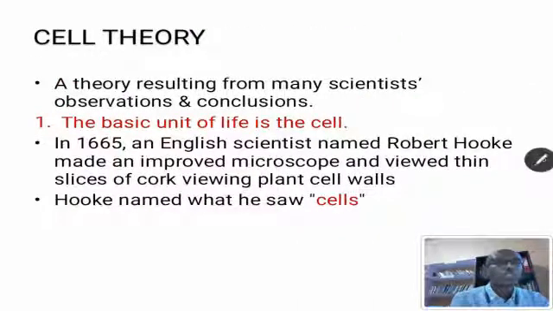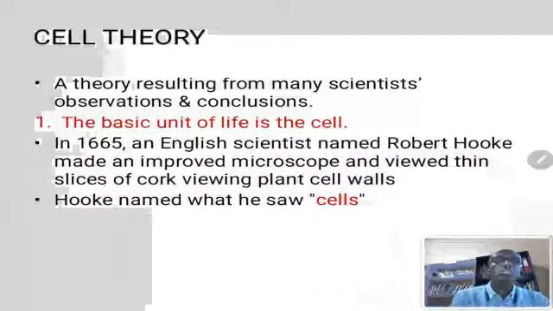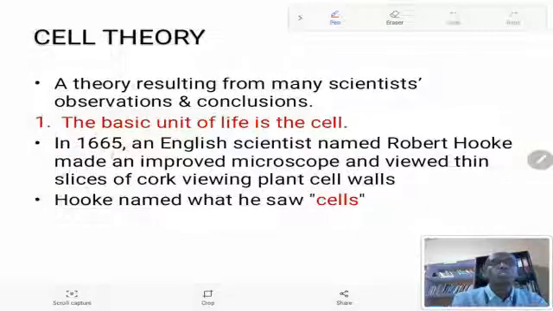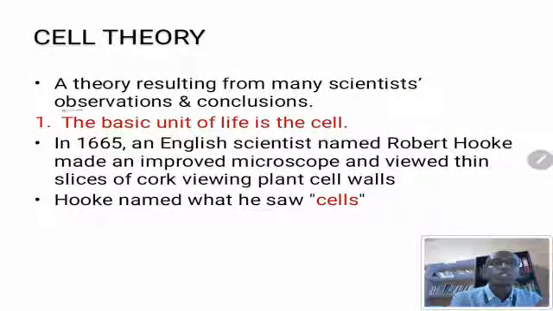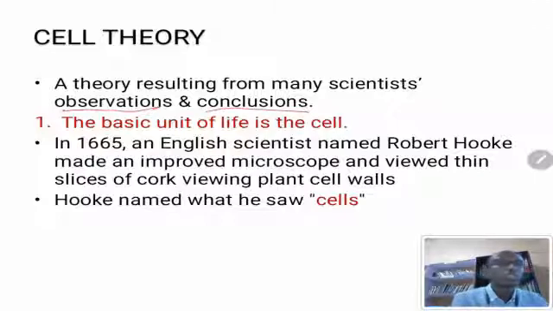Cell theory. A theory is a result of many syntheses, observations, and conclusions. Observations means facts learned by observing, and conclusion means a decision made by the scientists after the observation.